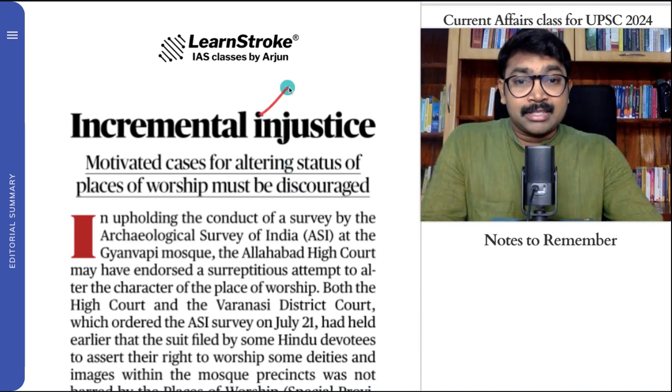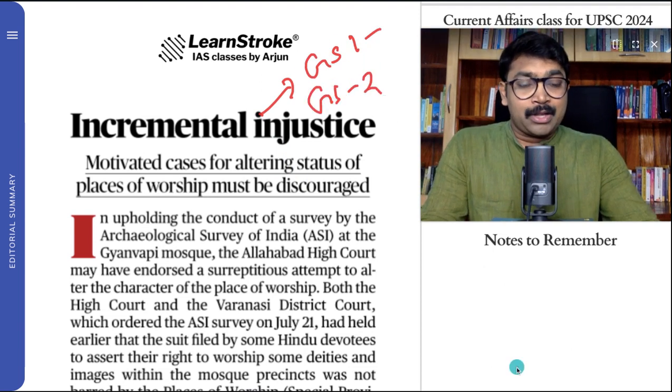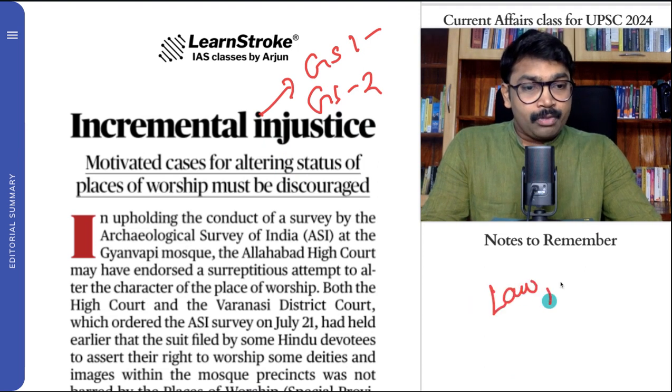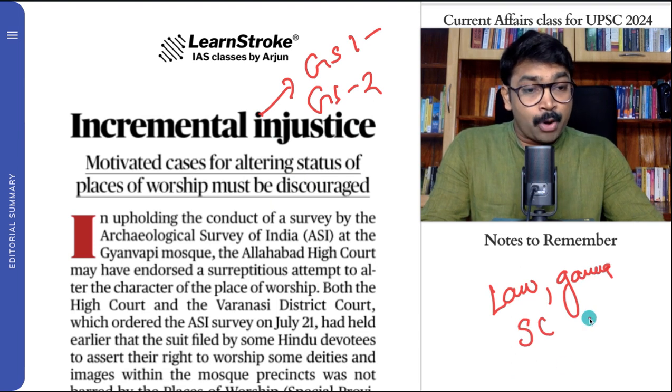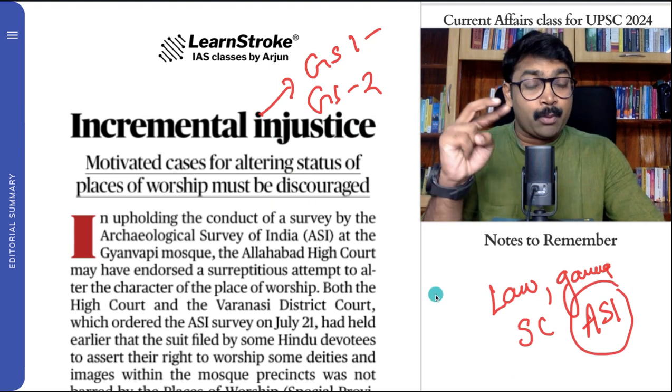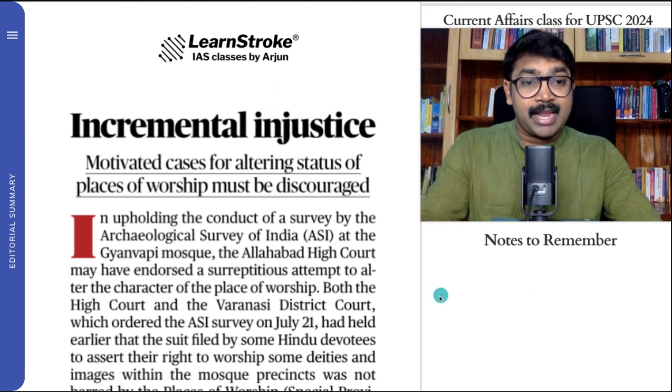So this is a classic question of GS paper 1, history, art and culture, and also GS paper 2, because a lot of legal aspects regarding the law, important governance aspects, and even the Supreme Court is involved in this, and a lot of government bodies like the Archaeological Survey of India. It's historical, and there's the government machinery, how is it responding. So GS paper 1 and 2, very important aspect that we can learn from this.